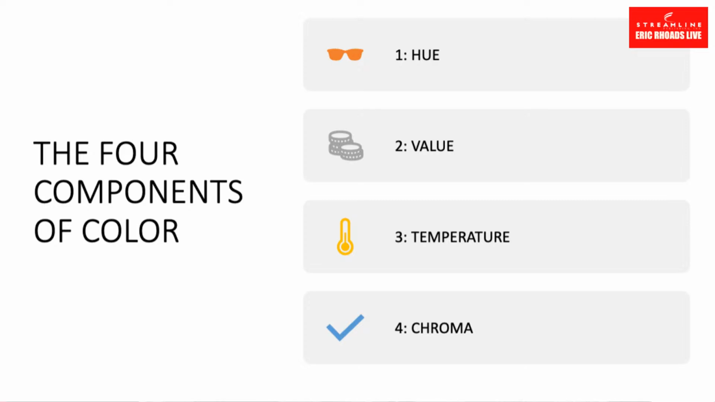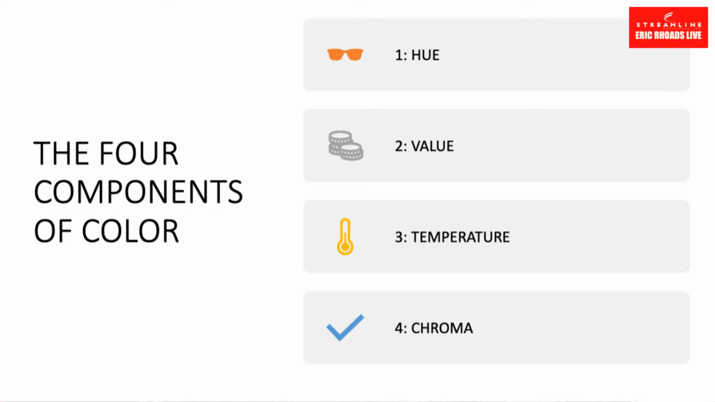So when I think about color, I consider that it has four components: hue, value, temperature, and chroma. And that's the hierarchy that I use when I am mixing color. I first consider the hue, then I consider the values, then I consider the temperature, and then I consider chroma. So next slide.